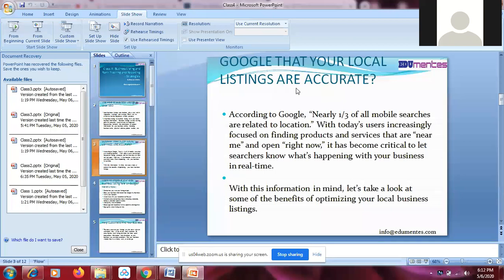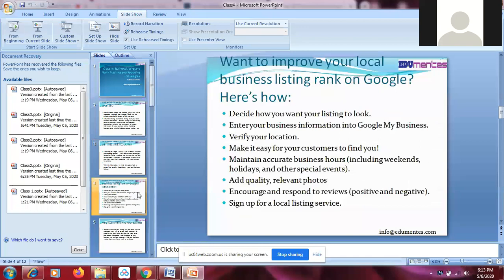Like for example, if your business is closed, say my business is from 10 a.m. to 6 p.m., then after 6 p.m. it will always show it's closed. So with this information in mind, let's take a look at some of the benefits of optimizing your local business listings. So we will be looking at the benefits. These are the methods by which you can improve it.